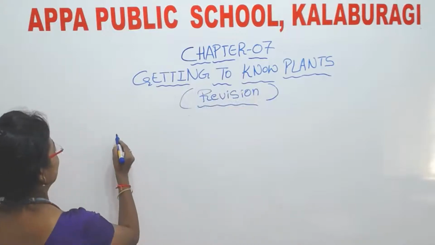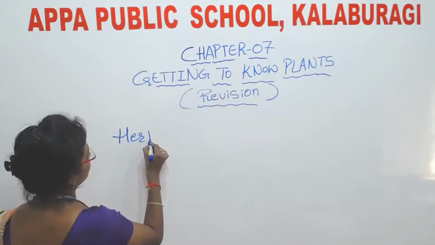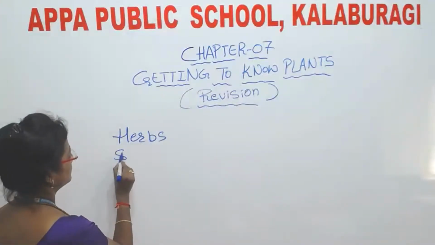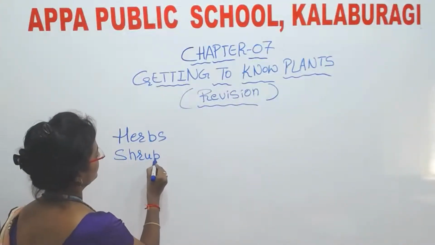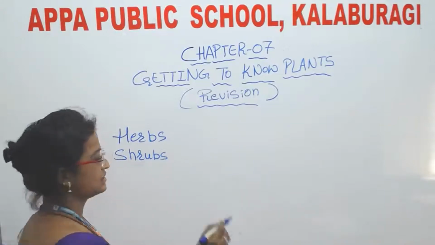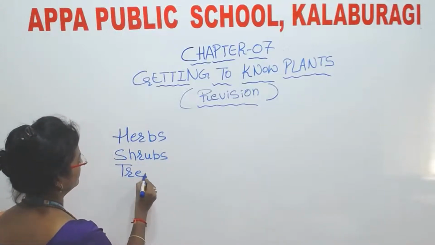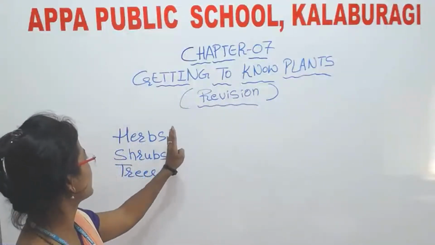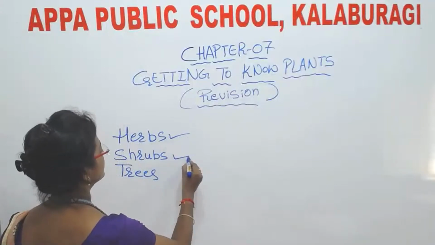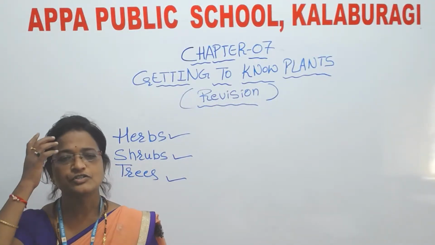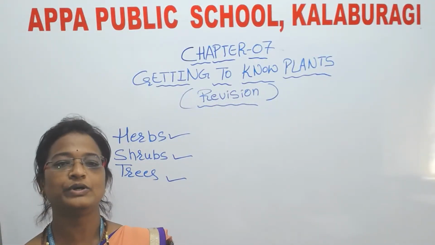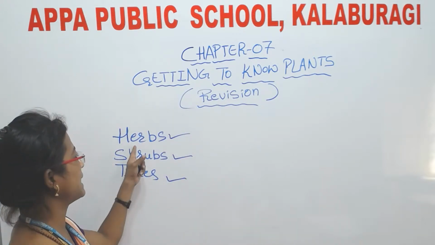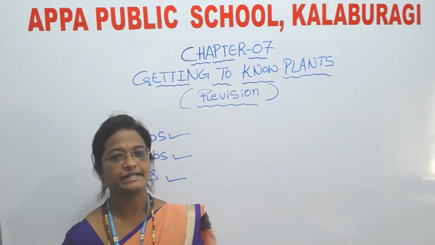So based on character, plants are classified into herbs, shrubs, trees, isn't it? What do you mean by herbs? Herbs are plants with green and tender stem.